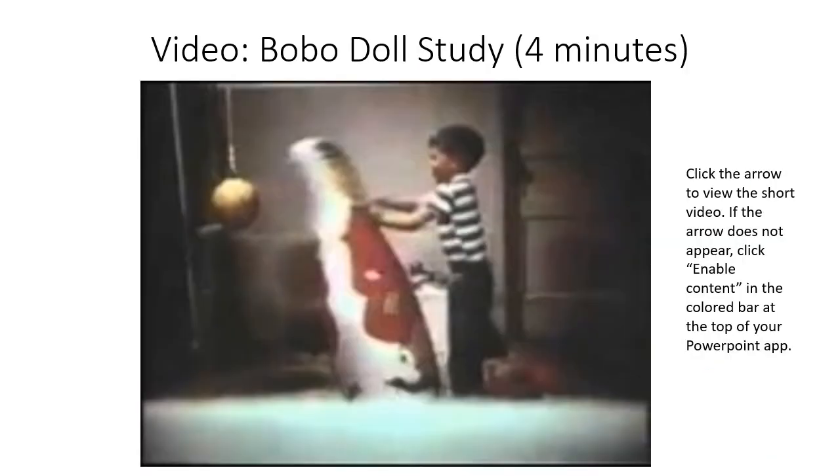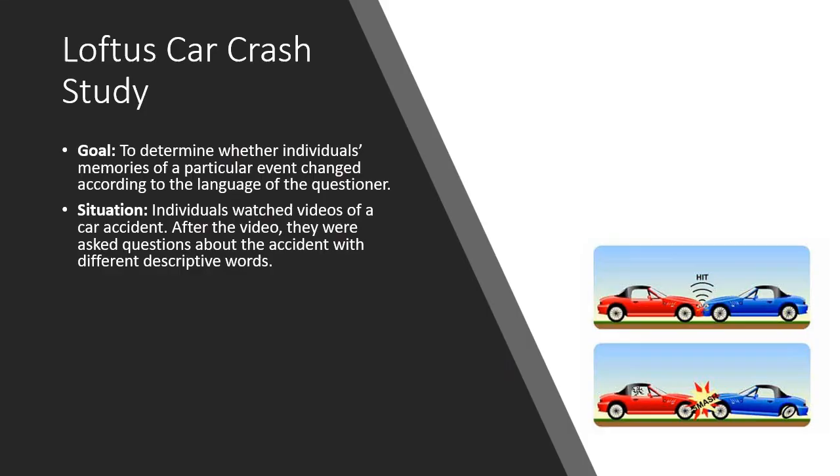And there's the video. And in that previous example of the Bobo doll, we would say that the aggressive behavior of the children depended on the video that they'd seen.